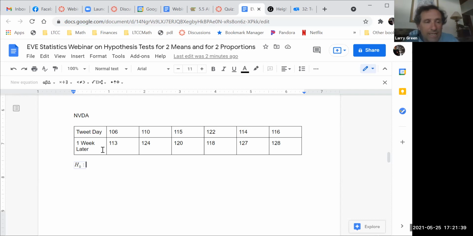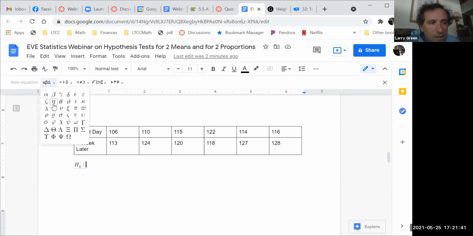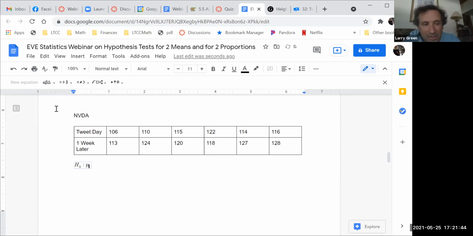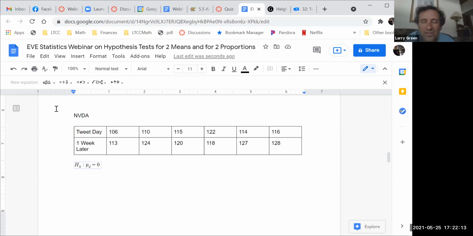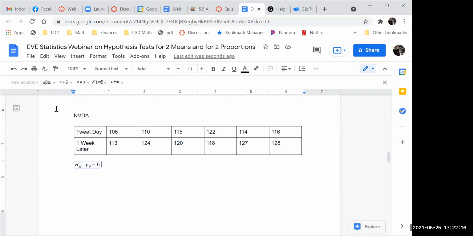So what I'm going to write is the following. I'm going to write mu, because it's means, sub d equals 0. Any guess on what d might stand for? Hint: it's the first letter of a math word. Nothing too fancy. Math-ish. Any guess? Decimal?